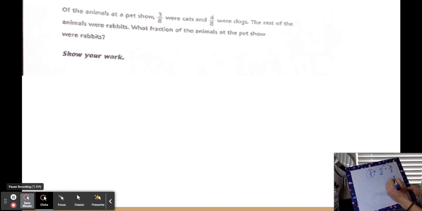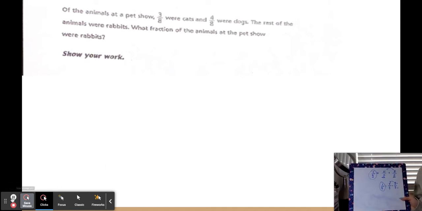So what we can do here is write our 8 over 8, because this is how many animals we're supposed to have in total, and this is how many we have in total. And we're going to go ahead and subtract the cats and dogs from that number. So we keep our denominators the same. Those never change because it is the same consistent whole of 8 animals. And we're going to go ahead and subtract 7 from 8, which leaves us with 1, which means that 1/8 of the animals were rabbits.